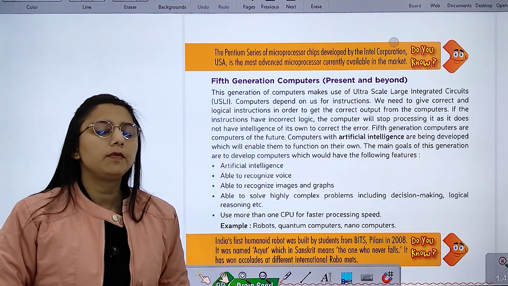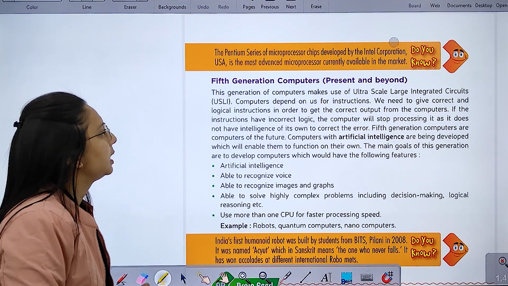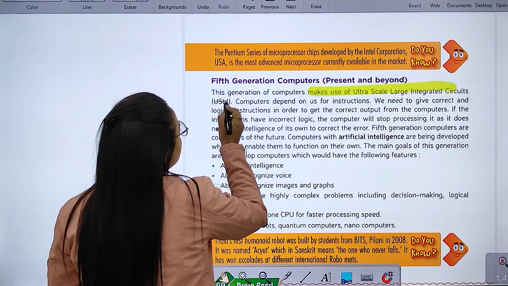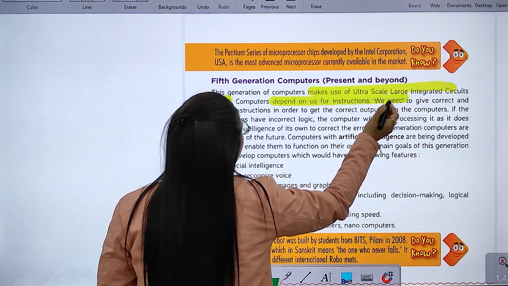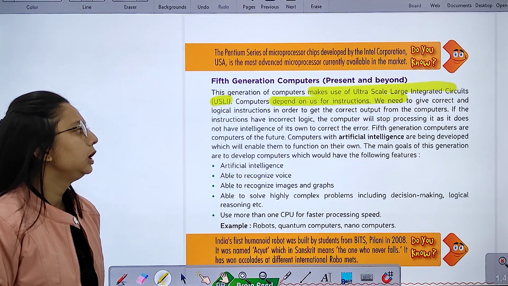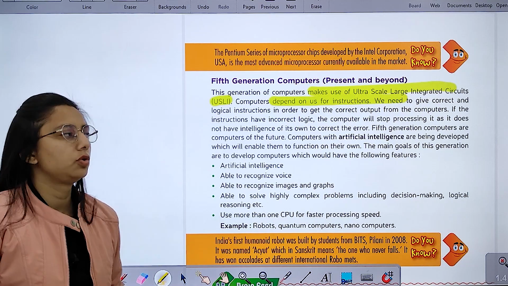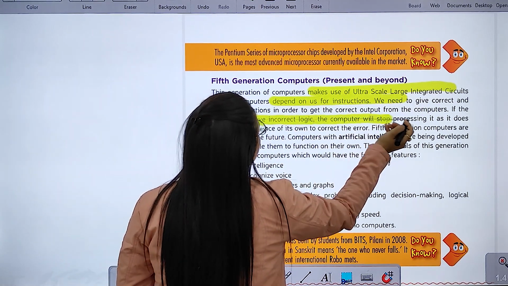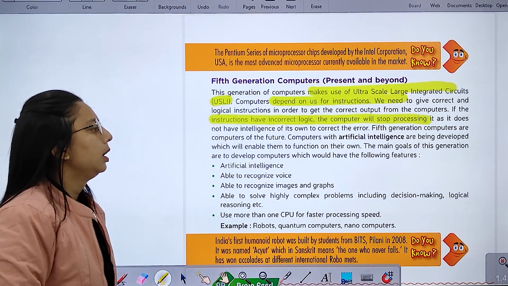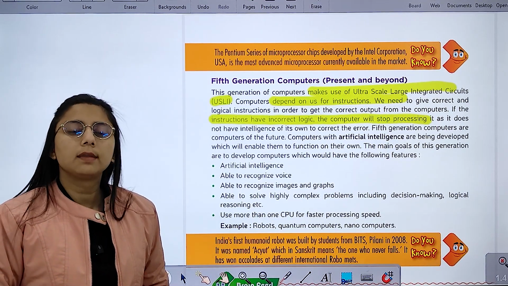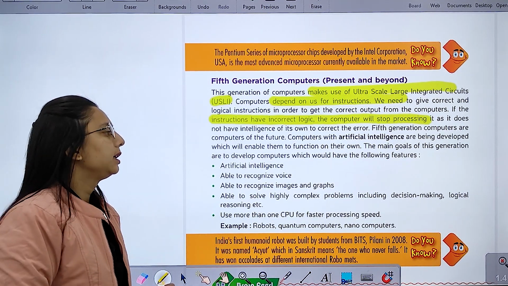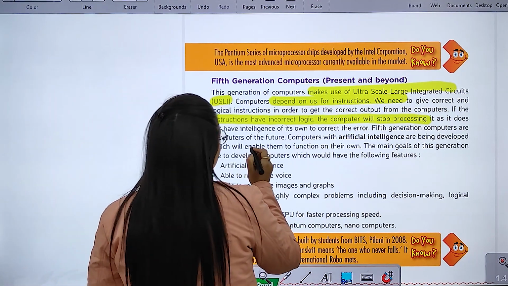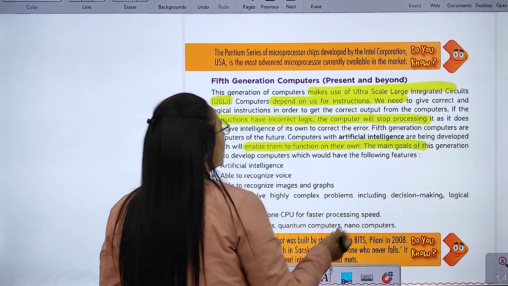Next we have the fifth generation. It is of present time and beyond. In this we make use of ultra large scale integrated circuits, ULSI. They depend on us for instructions. We need to give correct and logical instructions to them. If the instructions have incorrect logic, the computer will stop processing. Fifth generation computers are the computers of the future, and computers with artificial intelligence are being developed, which will enable them to function on their own.